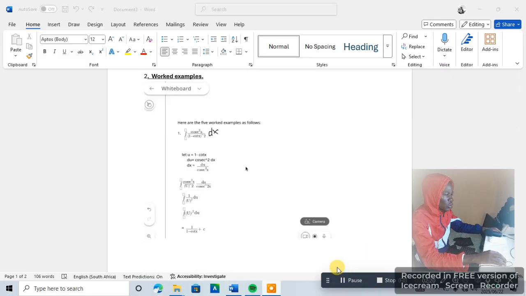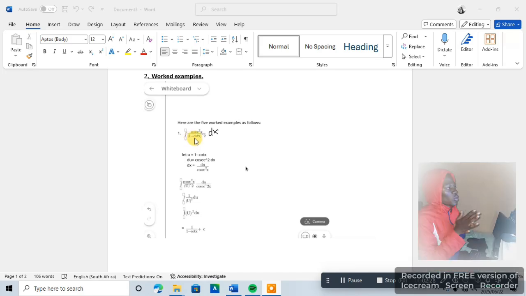So guys, this is the first example. It says the integral of cos x squared over 1 minus cot squared dx. As I said, here we are going to focus on 2 methods based on integration. Here we would like to begin with U substitution. We say it's U substitution because we will let 1 minus cot x equal to U.